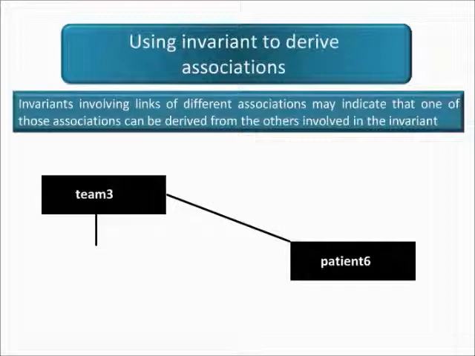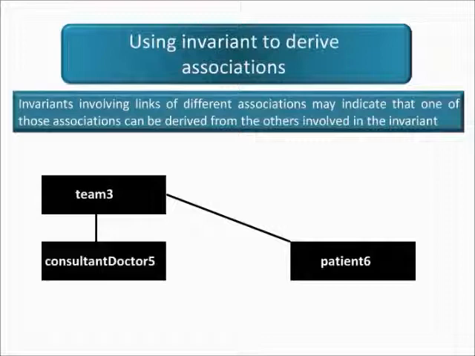Team 3 will be linked to the consultant doctor object, say consultant doctor 5, which represents the consultant doctor who heads that team. What the invariant expresses is that the particular consultant doctor object to which patient 6 must be linked must be consultant doctor 5, as shown in the object diagram in the figure.